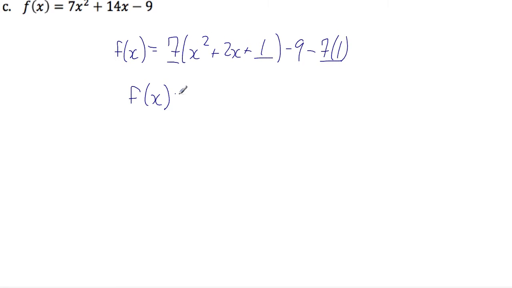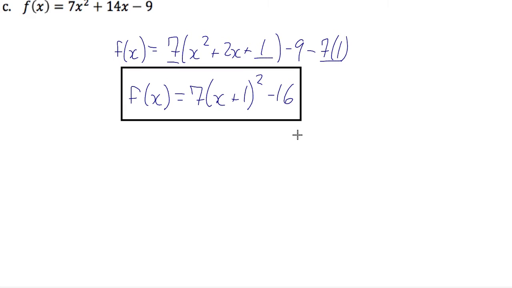We get f of x is equal to 7. Square root of the first term is x. Sign of the second term is plus. And the square root of the last term is 1. Squared. Minus 9 minus 7 is minus 16. And there we have it.